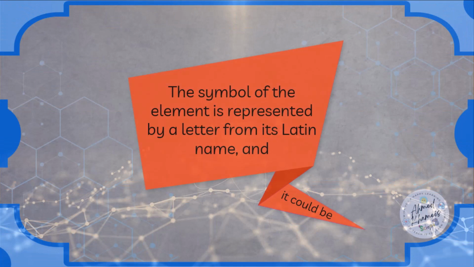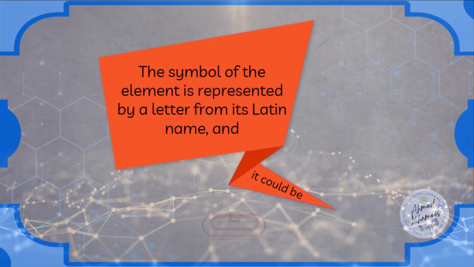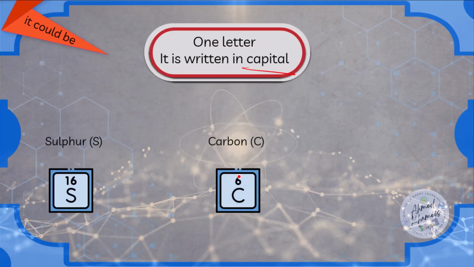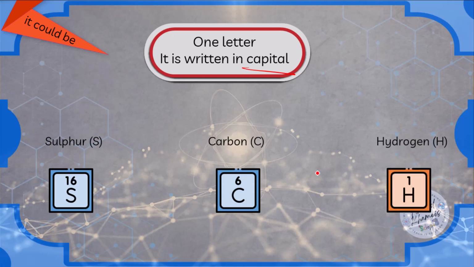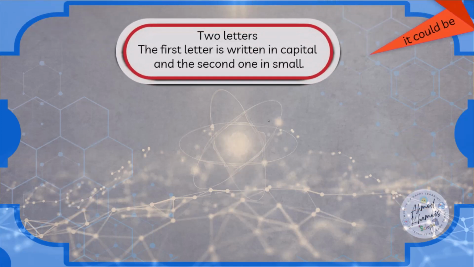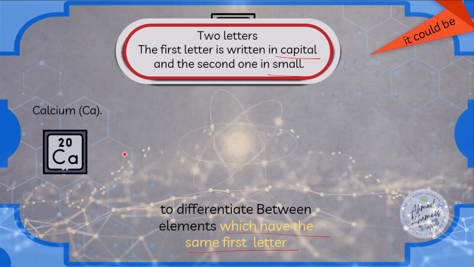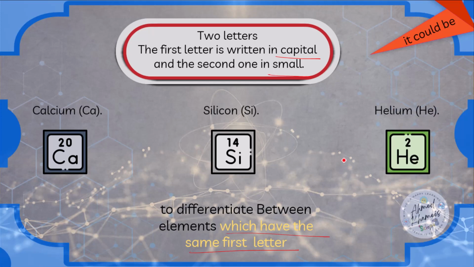And those symbols are derived from the Latin name, and they could be one letter written in capital, like sulfur, carbon, and hydrogen. And maybe two letters, the first letter in capital and the second letter is small, and that's to differentiate between the elements which have the same first letter, like calcium, silicon, and helium.